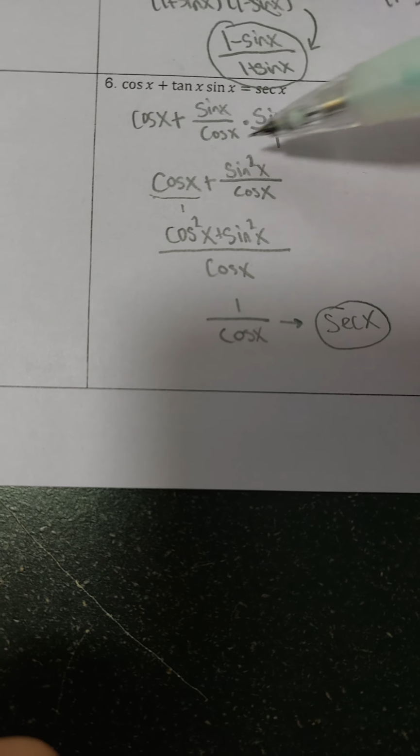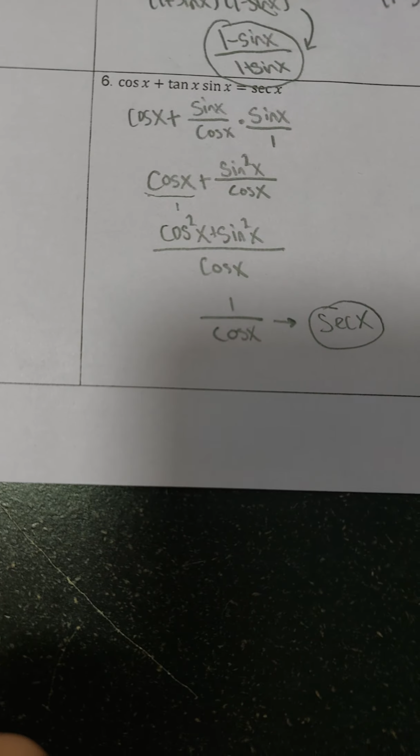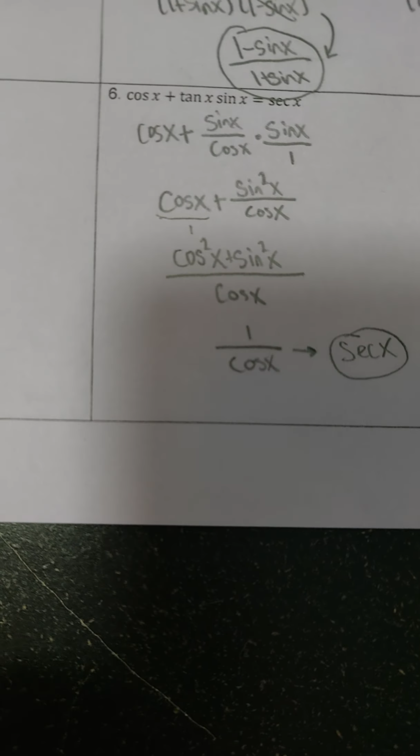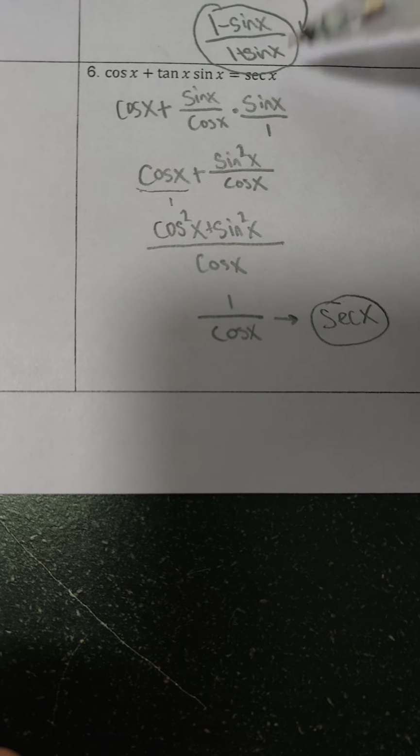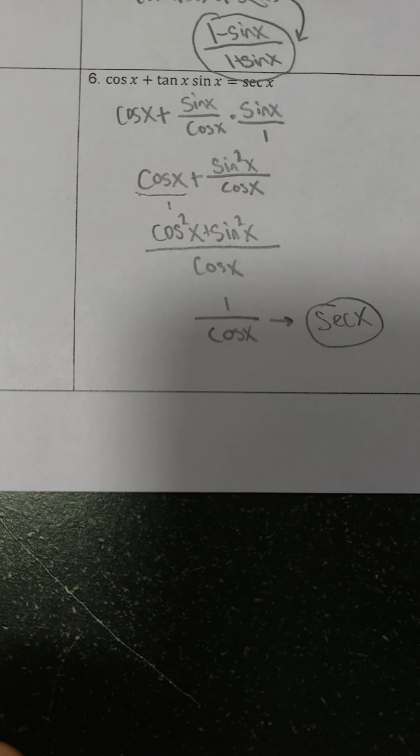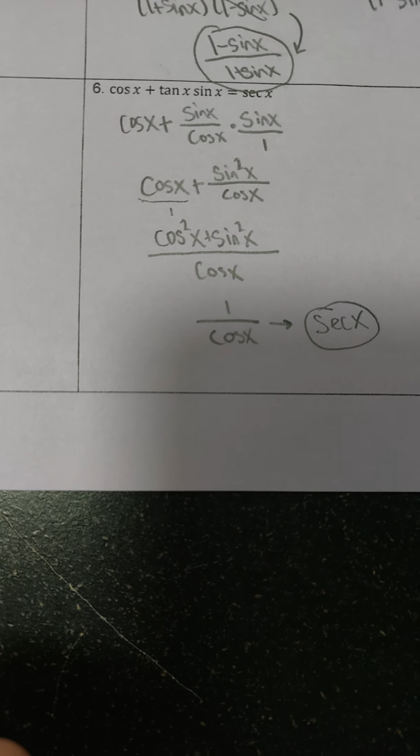I bet if you converted the sine squared x into 1 minus cosine squared x, you could probably get the answer, or maybe you would get stuck. But again, just know your options, try everything, always look at the answer, do things that are reasonable, and be sure to use those Pythagorean identities. Those will help you a lot.